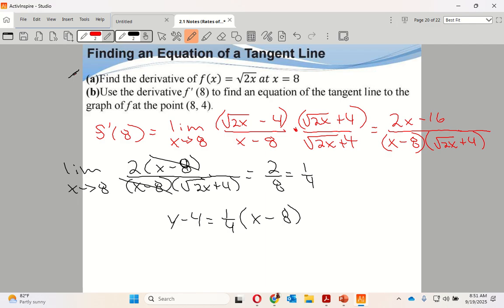Alright, so we get y minus 4 equals 1 over 4 times x minus 2. Add 4 to both sides, y equals 1 over 4 x plus 2. Now, this is the equation of the tangent line.